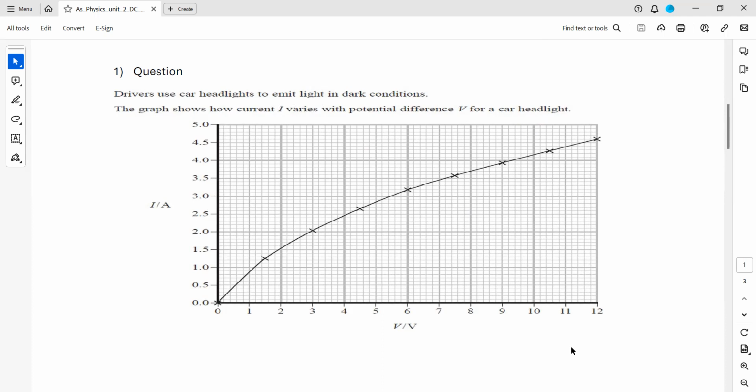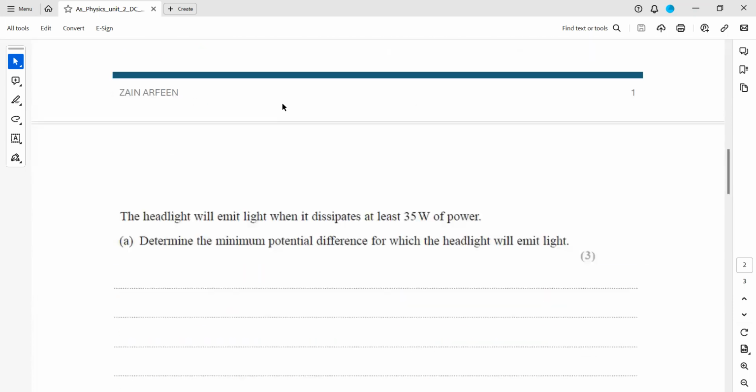Remember, if we have an IV graph, what does the slope represent? The slope is the reciprocal of the resistance, because if current is on the y-axis, then voltage is on the x-axis. So if the slope is decreasing, it means the resistance is increasing, and this should be like a filament lamp. So obviously, it should show this relation.